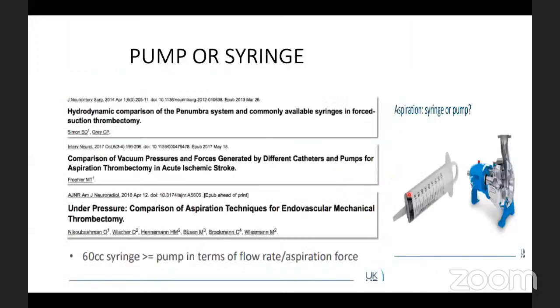Now the question always comes: shall we use aspiration pump or shall we use a syringe? All these comparative studies have shown that if we use a 50 ml or 60 ml syringe, it is nearly equivalent to the pump in terms of flow rate and aspiration force. The force is adequately transmitted even if a syringe is used and the syringe size is large. The larger the syringe size, the larger the force exerted on the aspiration catheter or the guide catheter, whichever we are applying the pressure to.